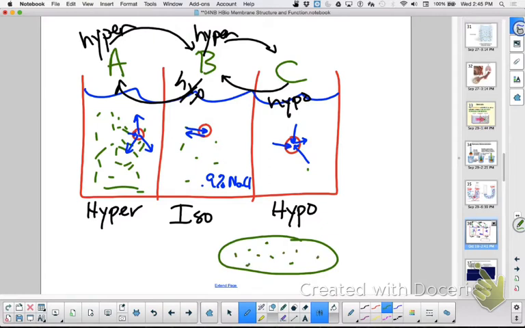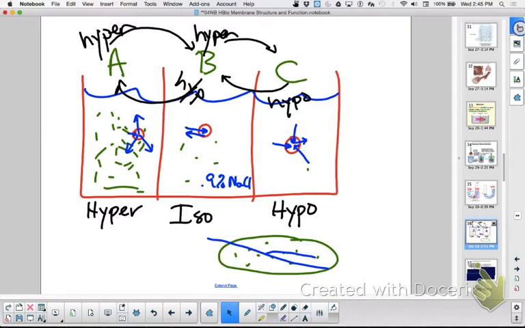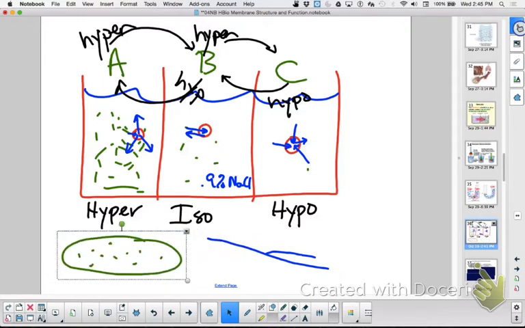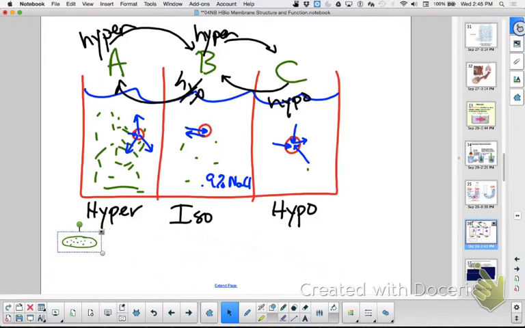I have a cucumber. Here is my cucumber. Those are the bumps on the cucumber. Looks like a table. Okay. I want to turn this cucumber into a pickle. What solution do I need to put my cucumber in to turn it into a pickle? I need to put it in the hypertonic solution. That hypertonic solution causes it to shrink, right? Because water leaves it and it gets smaller.